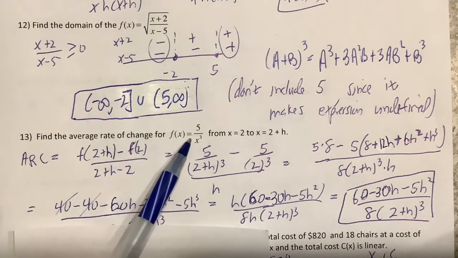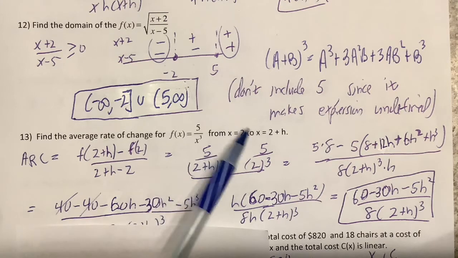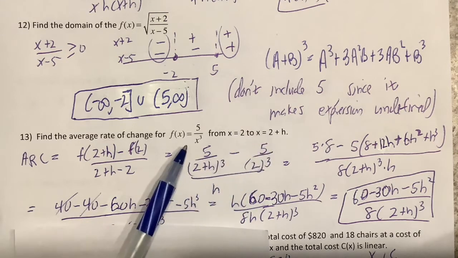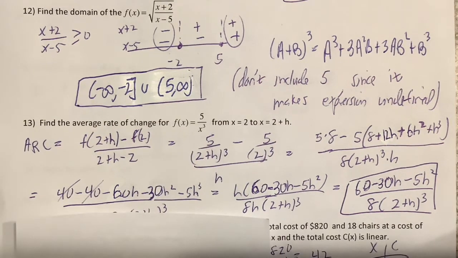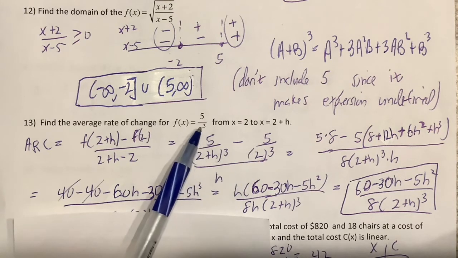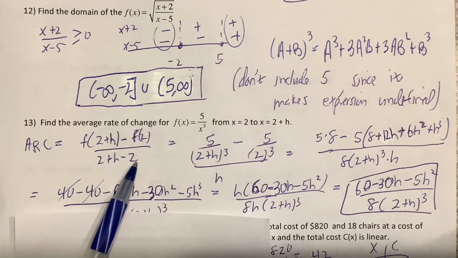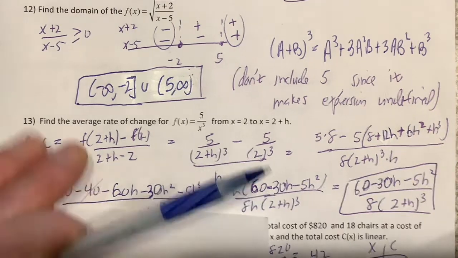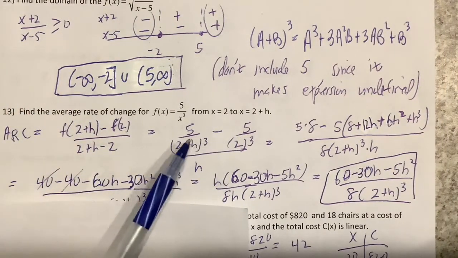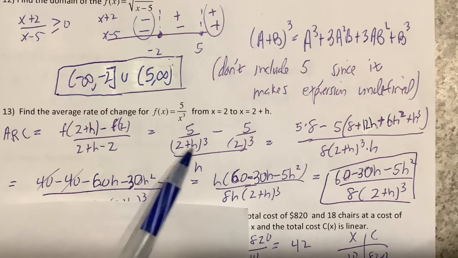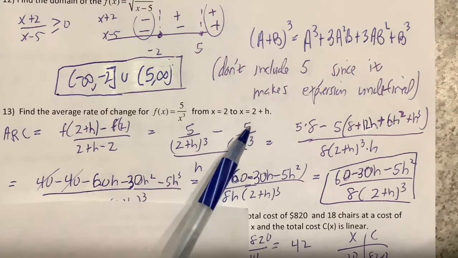Find the average rate of change for this function from x equal 2 to x equal 2 plus h. That's coming from section either 2.3 or 2.4, I believe. It's f of 2 plus h minus f of 2 over 2 plus h minus 2. You get down to here, when you get the LCD, it's going to be this times this. However, you're going to multiply top and bottom of the second one by 2 plus h cubed.